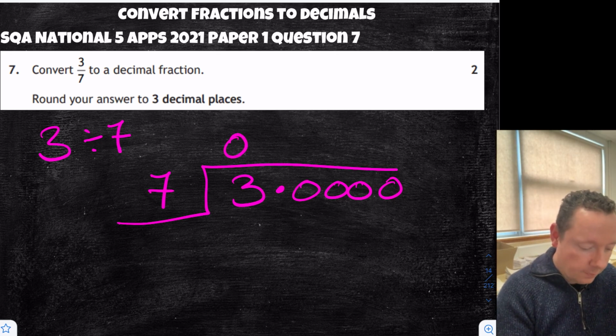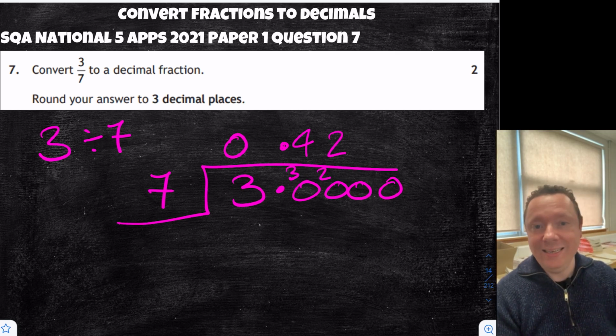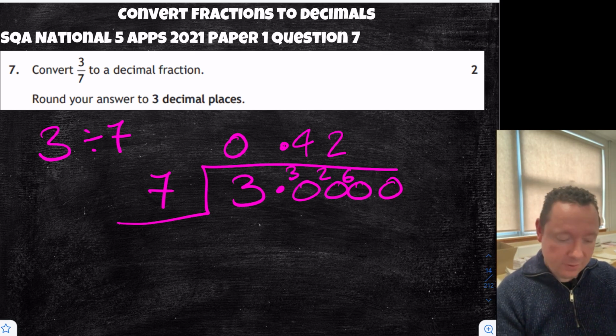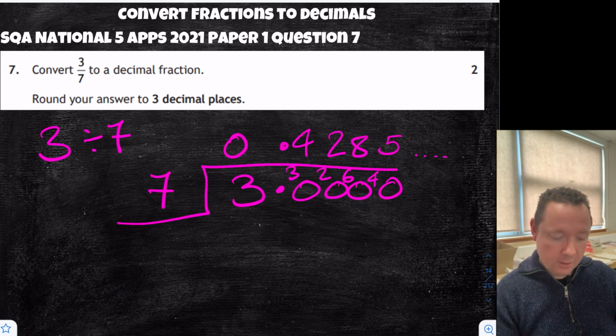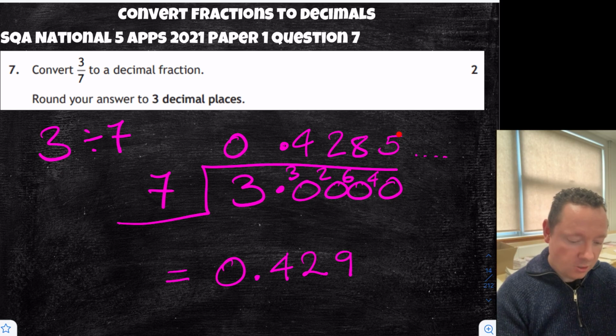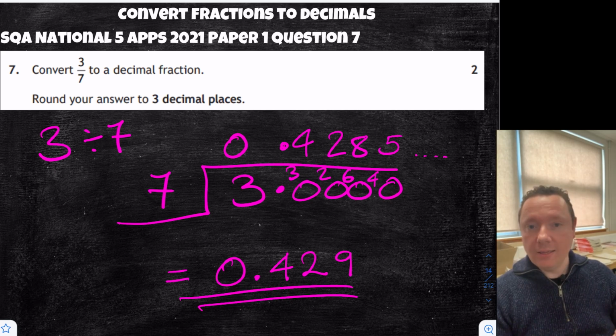7 does not go into 3, so I carry my 3. 7 4s are 28. 29, 30, carry 2. 7 2s are 14. An extra 6 makes 20, so carry 6. 7 8s are 56, so carry 4. 7 5s are 35. And then it's going to keep going, but I'm going to stop at 4 because I'm going to go down to 3. So then our final answer to 3 decimal places is 0.429 because 5 says round it up to 9. And again, take your time on this. Write out your 7 times table if you're going to get stuck.